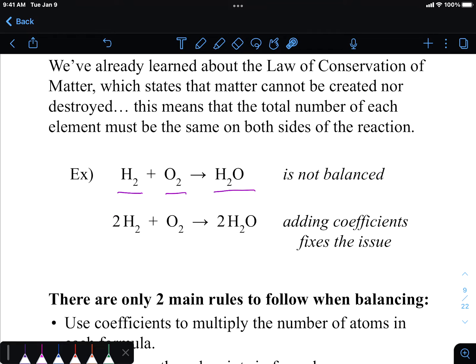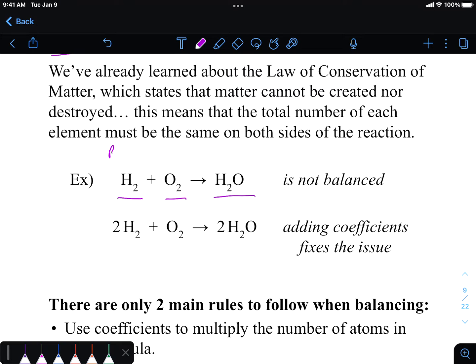And so now, 2 times this formula, but each of these formulas has 2 hydrogens. We have 4 hydrogen atoms on the right side. Do you guys see that? Okay. And then here we have 2 times H2. There's 4 hydrogen atoms here as well. So the hydrogen is set. Now, because we have 2 oxygen atoms on the left side, by putting a coefficient of 2 here, that now gives us 2 oxygens on the right side, which reminds me, I should probably mention this.